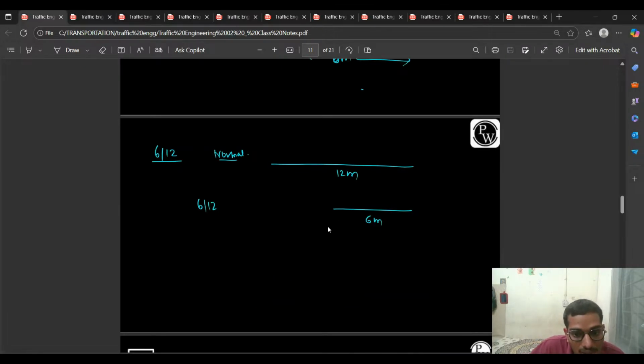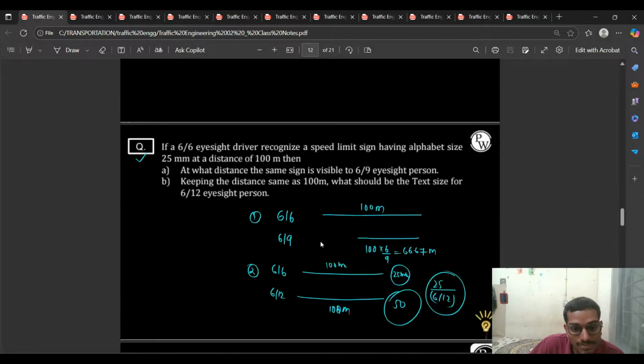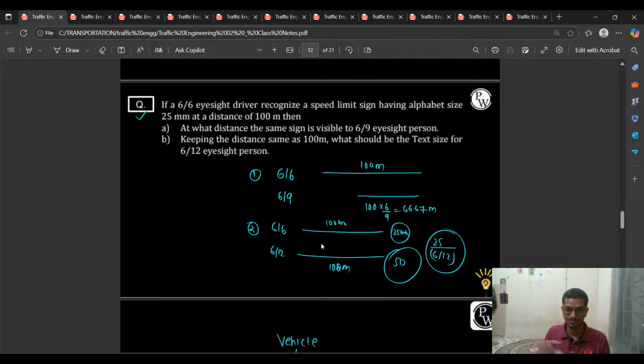Simply, we do one calculation. A 6/6 person can see a 25 mm object from 100 meters. So for 6/9, how much closer do we have to go? 100 into 6 divided by 9 becomes 66.67, then into 6/12, it becomes approximately 50 meters. It's good. 50.